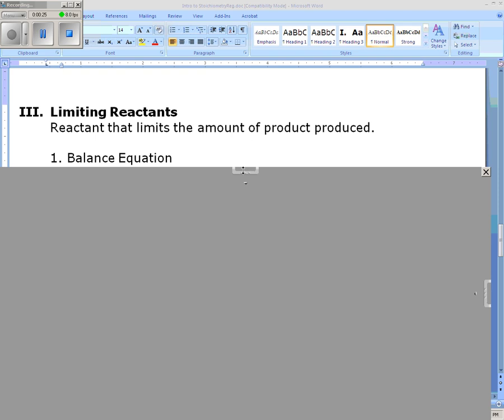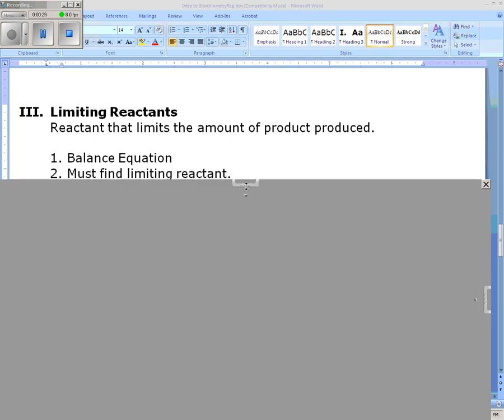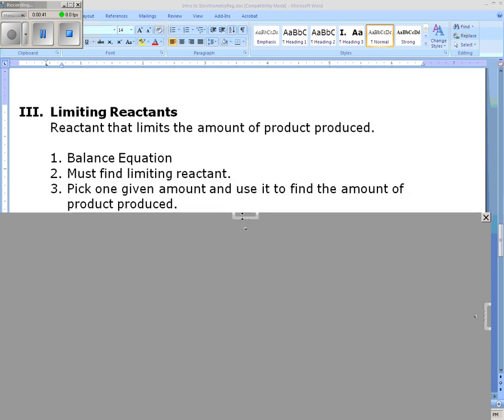First, you need to balance the equation. Next, you must find the limiting reactant. We're going to look at a problem here, and you'll see what I mean by find the limiting reactant. The problems don't necessarily say find the limiting reactant, but I'll give you some clues on how you know to do that. Step 3, pick one given amount and use it to find the amount of product produced.